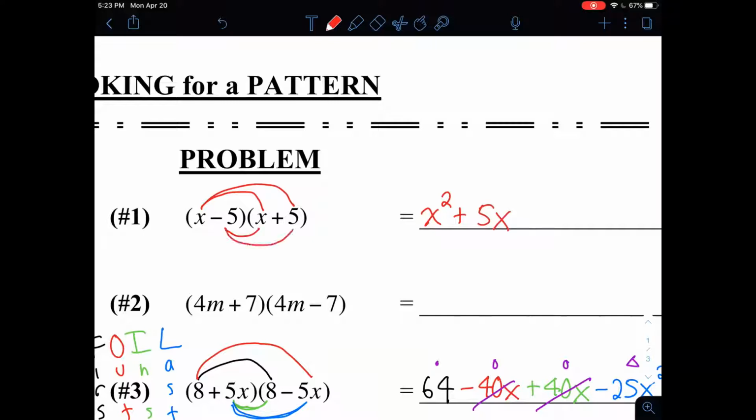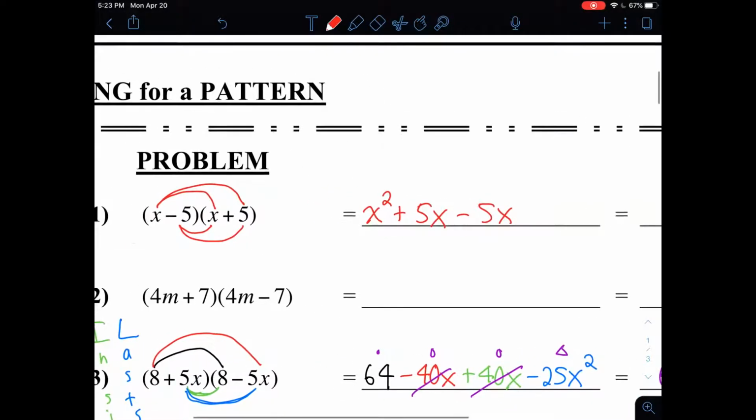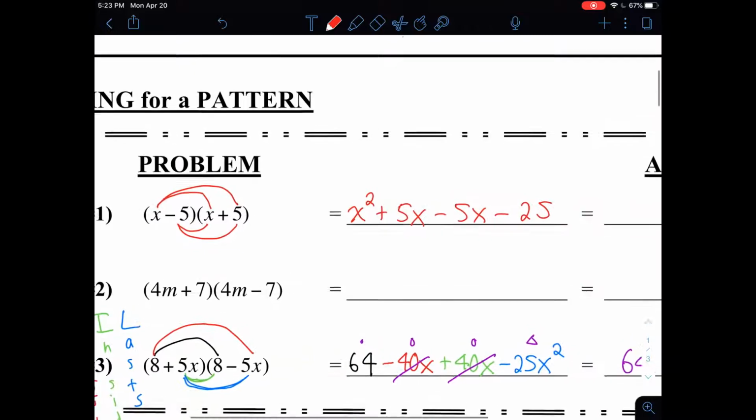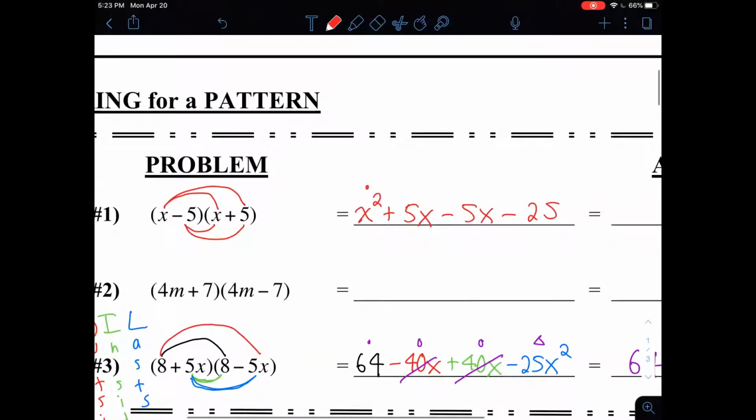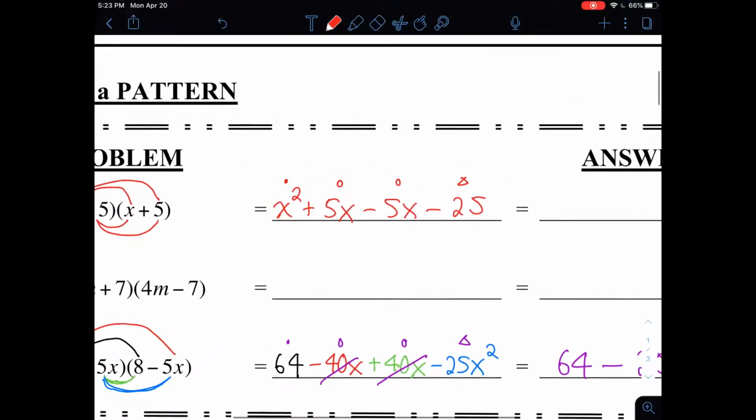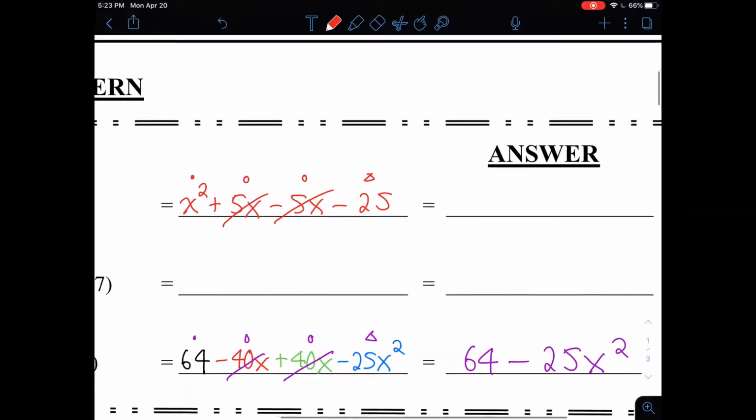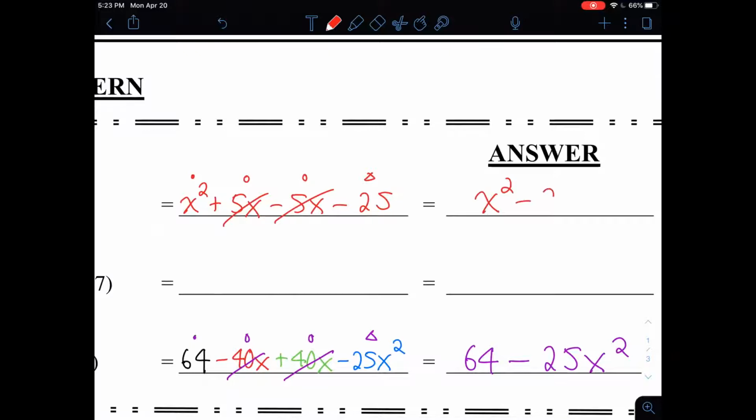So what's negative 5 times x? Negative 5x. And what is negative 5 times 5? Negative 25. So we have x squared, we have x terms, and these are all the like terms. And 5x minus 5x goes to 0, so we get just x squared minus 25.